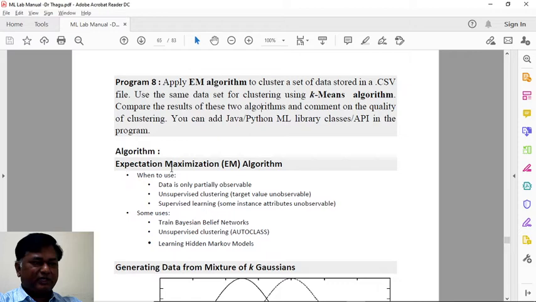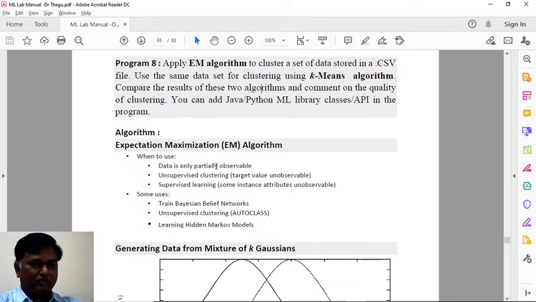EM means expectation maximization algorithm. Where can it be used? Sometimes your data set may be partially observable, only partial data you have. So at those times you can use EM algorithm. It is an unsupervised clustering. If you have unobservable data in your concepts and target, EM algorithm can be used.